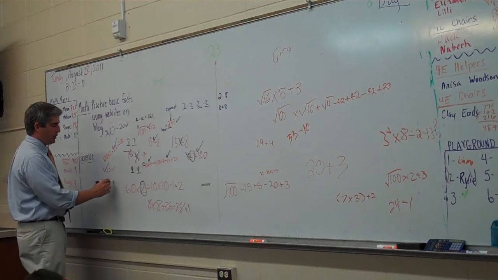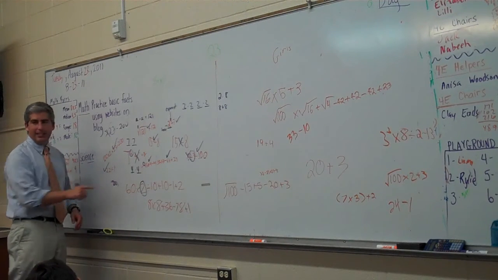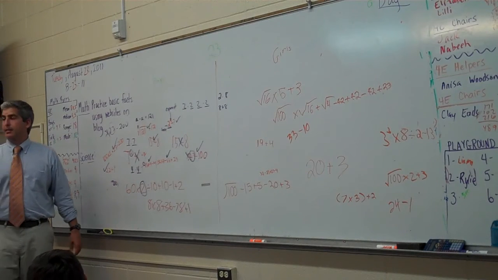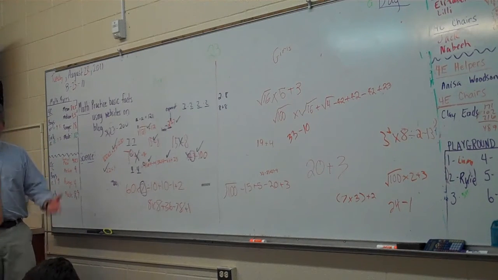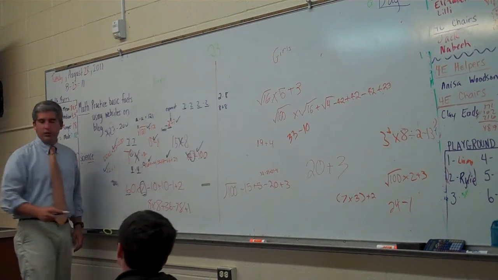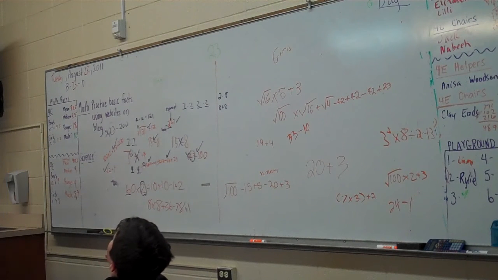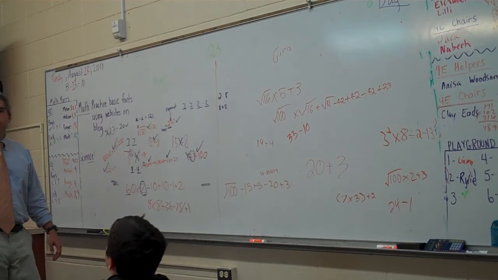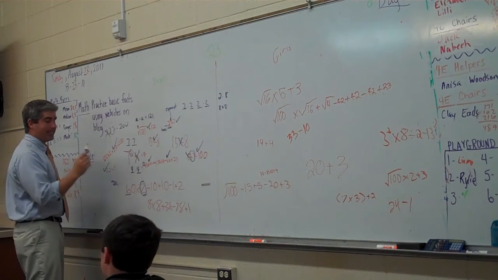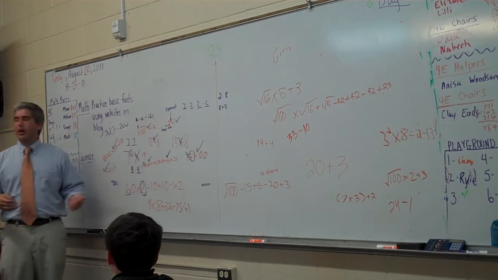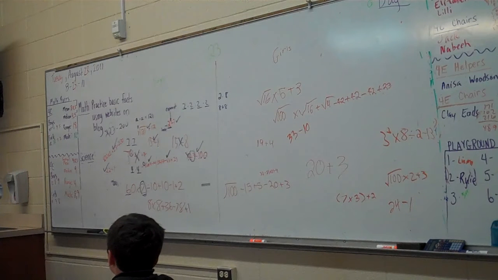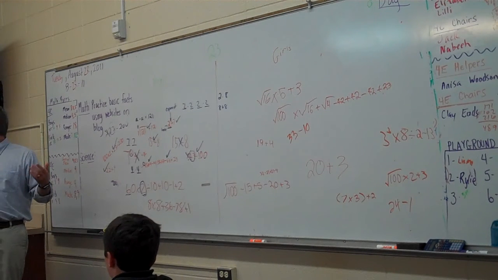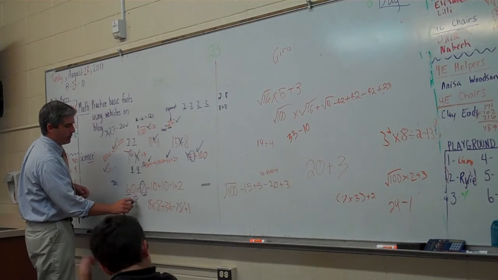So 60 times 2. Well, what basic fact is going to help me with 60 times 2? Polly. 6 times 2. Very good. And Polly, what is 6 times 2? 12. 6 times 2 equals 12. Now, it's not 12 ones. We're dealing with 12 tens. So what is 12 tens worth? Richard? 120. So we're sitting at 120.